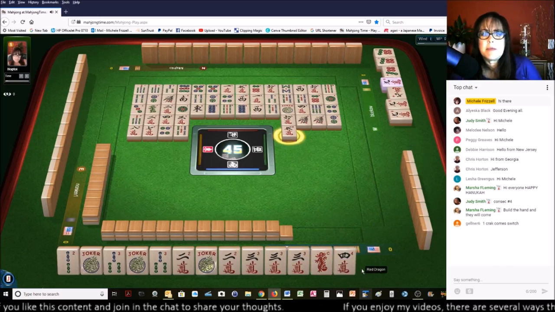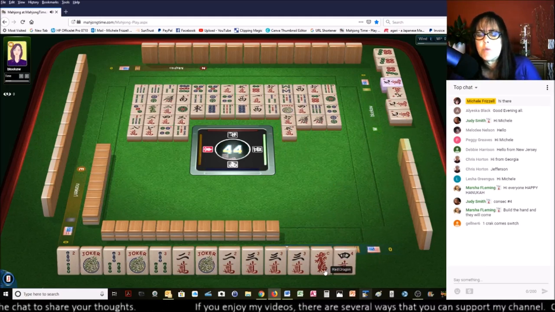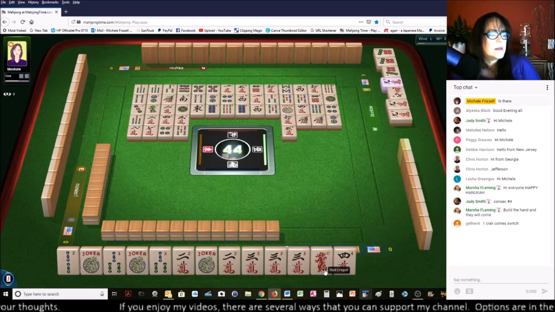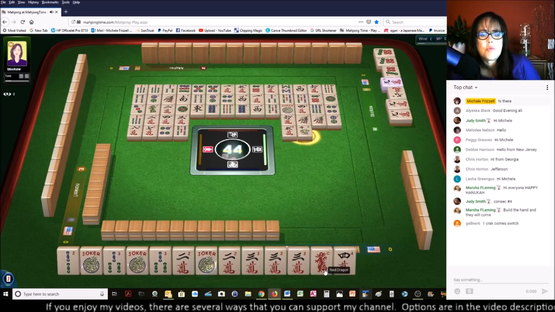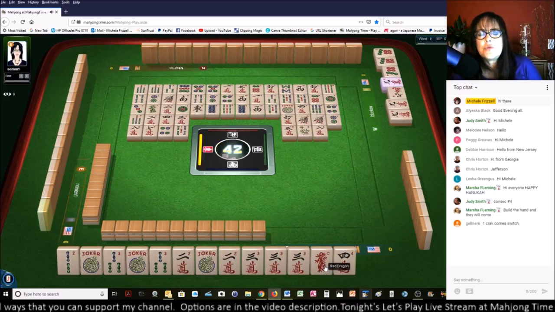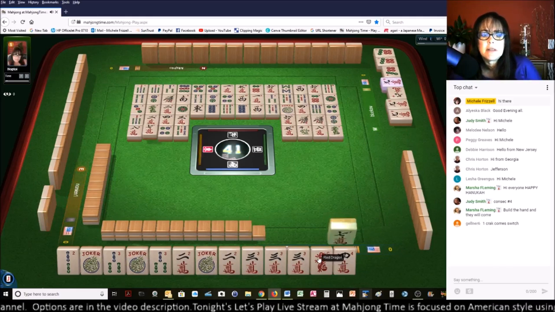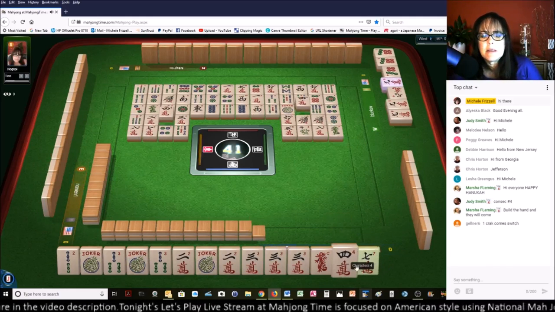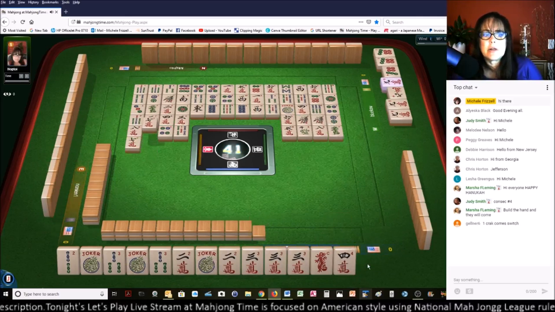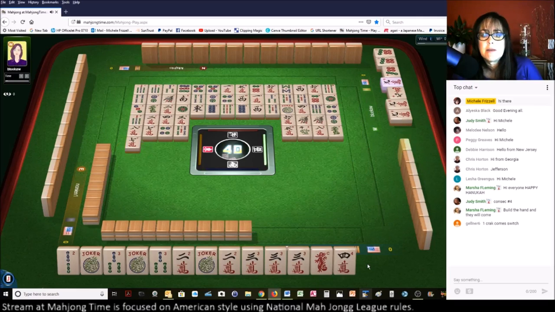5 bamboos. Let's go ahead and get rid of the 5. 5 characters. Maybe we can get something out of this dragon. There's only 1 green dragon out. Bamboo. If one cracks come out, switch. There are 2-4 cracks out. 2-1 cracks are already out. I would rather stay concealed. Green dragon. All we need here is really one flower. If we can get that one flower, the concealed pung hand would work.